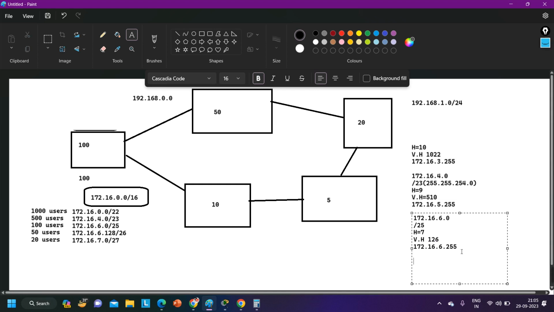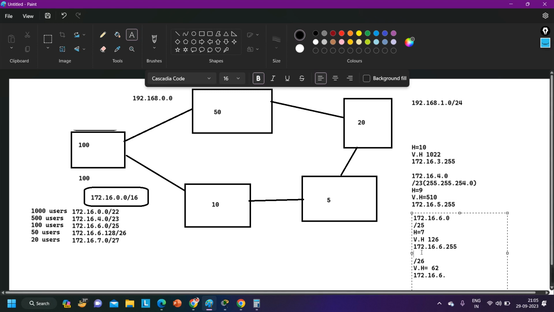For the fourth department we need 50 IP addresses, so he suggests slash value 26. How many valid hosts will I get? 62, and I need 50. So this one is also correct. What will be the last broadcast ID of this network, the last IP address? 172.16.6.191.